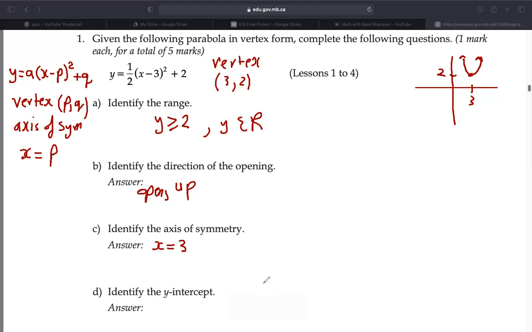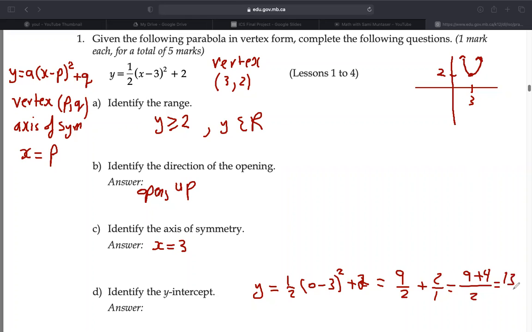Identify the y-intercept. Anytime you want to find the y-intercept, where your graph hits the y-axis, the x value is always 0. So we substitute 0 for x and do the arithmetic from that formula. That's a 2, sorry. So that's -3 squared, which gives you +9. That's 9 over 2, when you multiply 9 times a half, plus 2 over 1, which is 4 over 2. So 9 over 2 plus 4 over 2 is 13 over 2. So your y-intercept is 13 over 2.